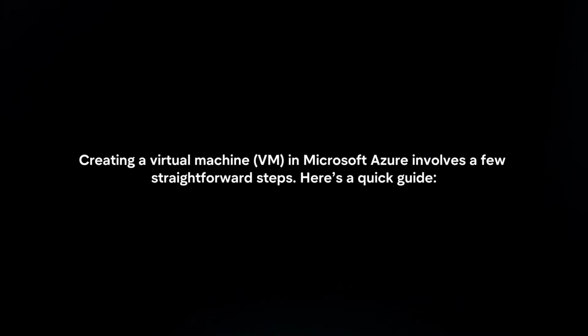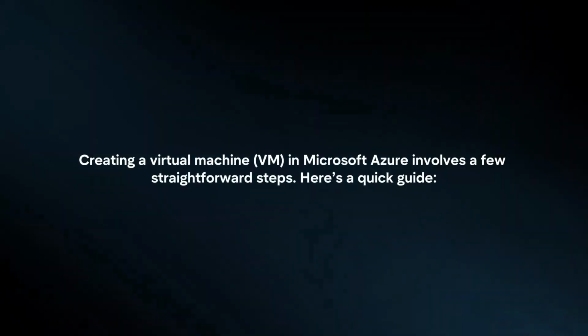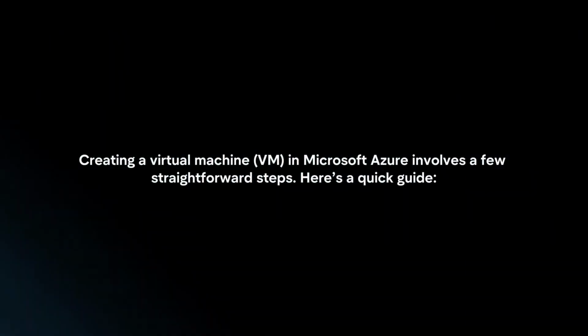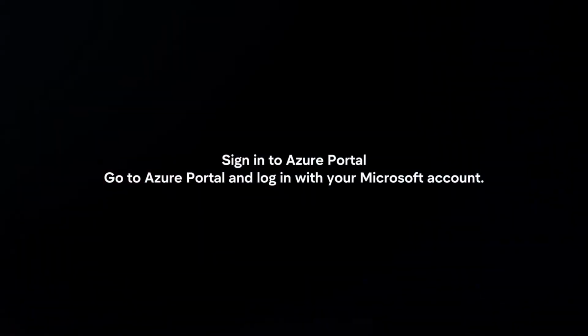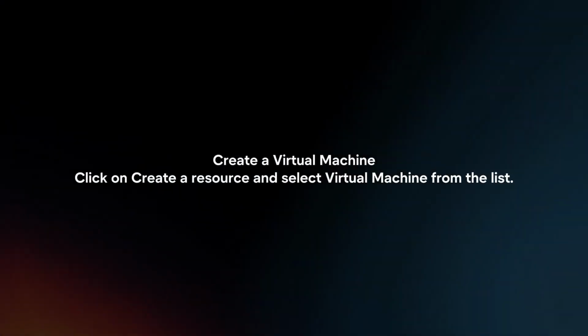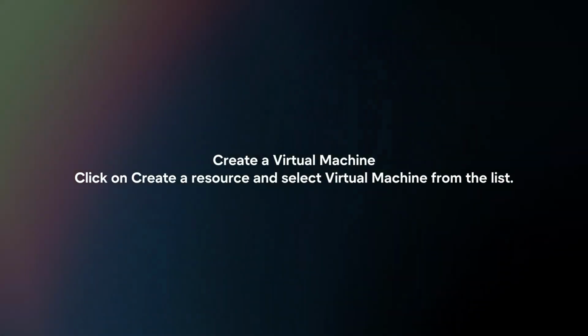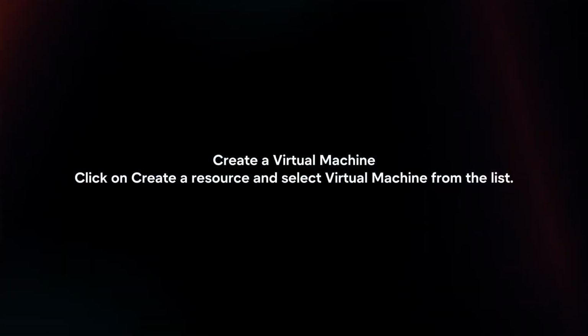Creating a virtual machine in Microsoft Azure involves a few straightforward steps. Here's a quick guide. Sign into Azure Portal. Go to Azure Portal and log in with your Microsoft account. Create a virtual machine. Click on Create a Resource and select Virtual Machine from the list.